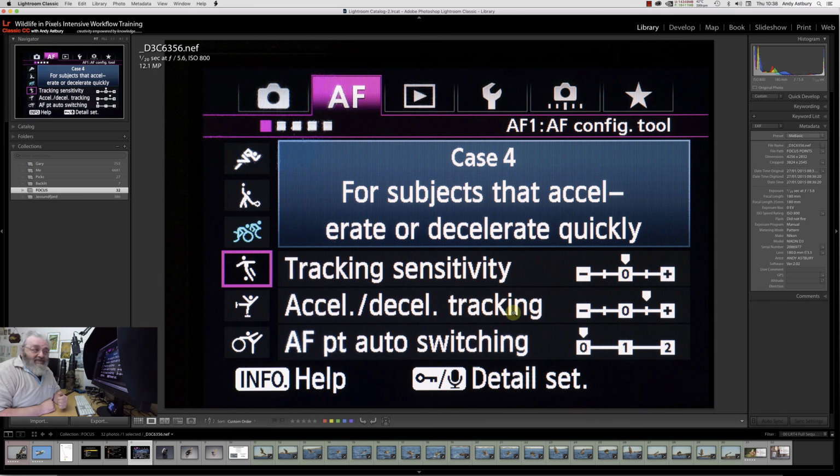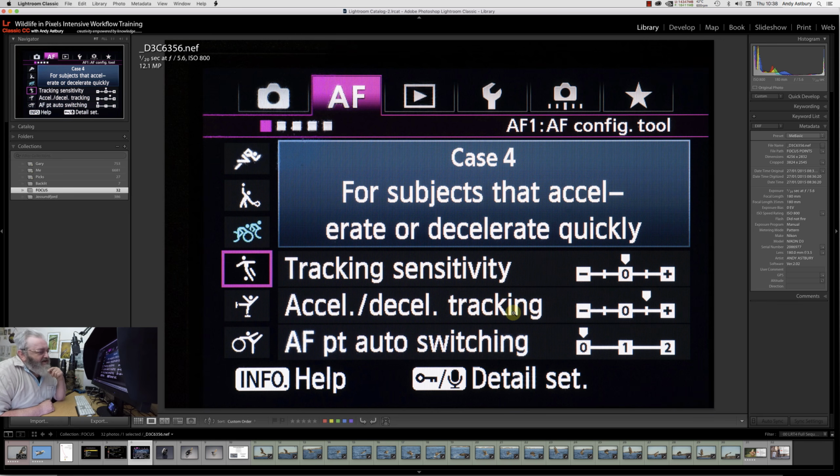Now, for people who don't quite understand that or understand what I'm talking about, that's why Canon give you these 6 cases. But if you understand tracking sensitivity and accel decel tracking, you can actually force your camera to do some very, very spectacular tricks with autofocus. However, you can't do that on a Nikon, no. But we'll come to that in a moment.